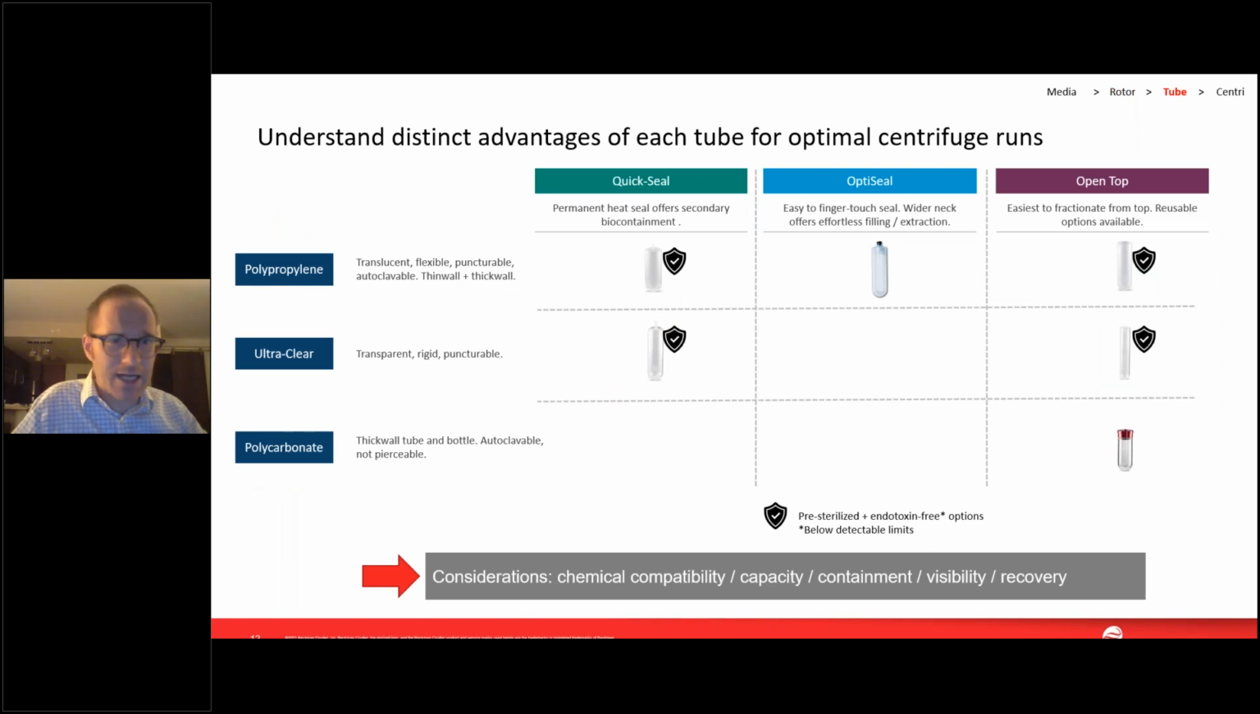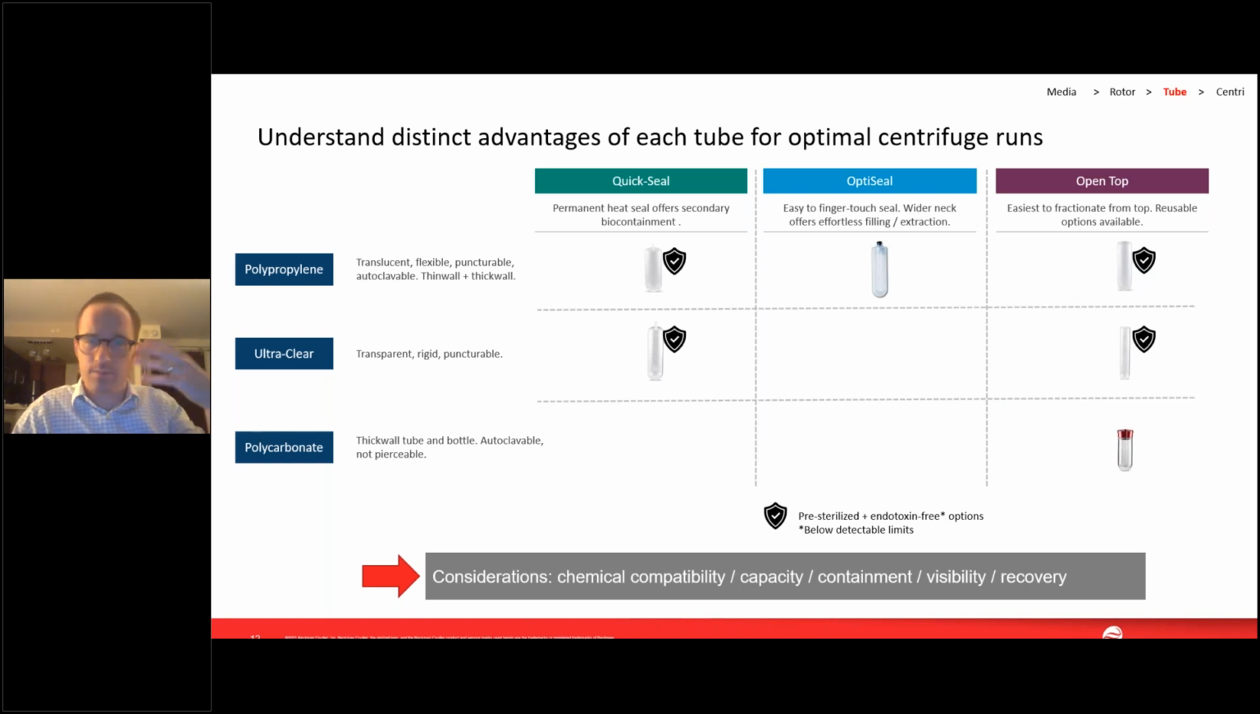Again, I'm not going to go through everything on this slide, but I hope that this is screenshotable for you, right? There are different tube types that are important based on your chemical compatibility. I'm not even going to go through them, but you have polypropylene, ultraclear, and polycarbonate. At the top, I've listed the different sealing types. Okay, so quick seal offers an excellent permanent heat seal that's good for secondary biocontainment. So if you're dealing with hazardous material, right, a lot of our viral customers are using quick seal.